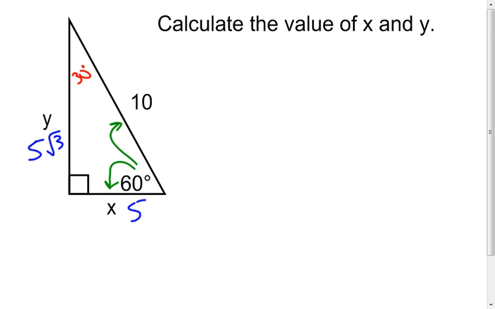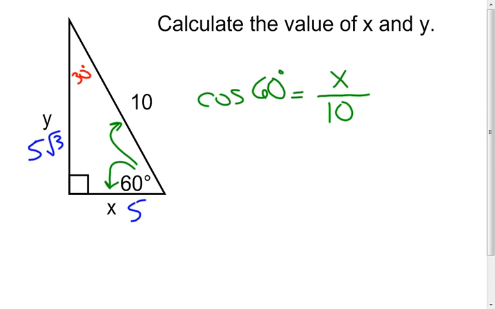Now I got to think back to my trig functions. I'm working with adjacent and hypotenuse. Which trig function deals with adjacent and hypotenuse? Well, the answer to that is cosine. Therefore, I'm going to use cosine, go from the angle that I know, it's 60 degrees, and now cosine of 60 is equal to adjacent, which is my x, over my hypotenuse, which is 10.